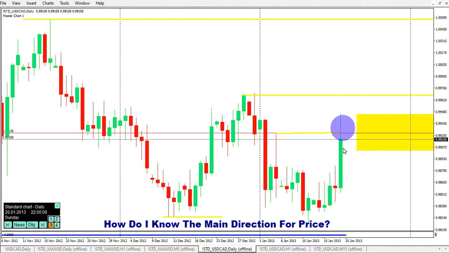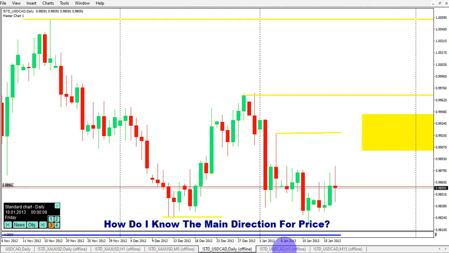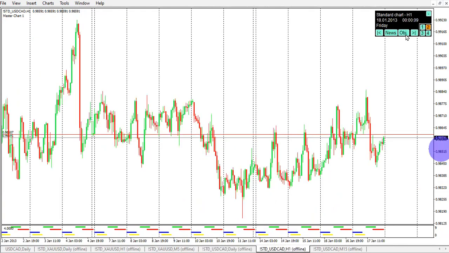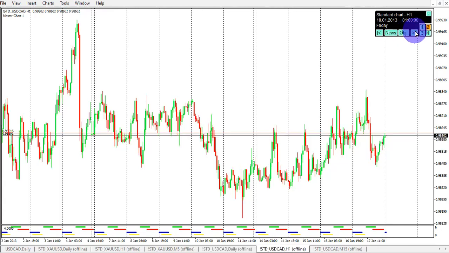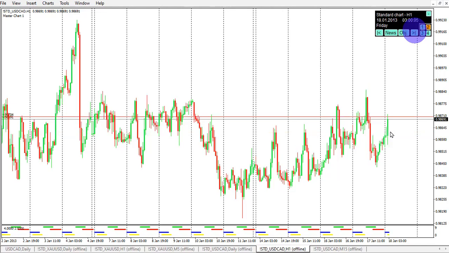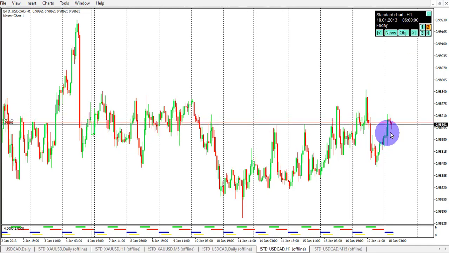So we can see how price did take this out. So let's take that back again and see how it played out on the 1 hour chart. So this is that area. So we see price begin to break higher, a strong push after taking out this low, right? Coming back down to close the imbalance.